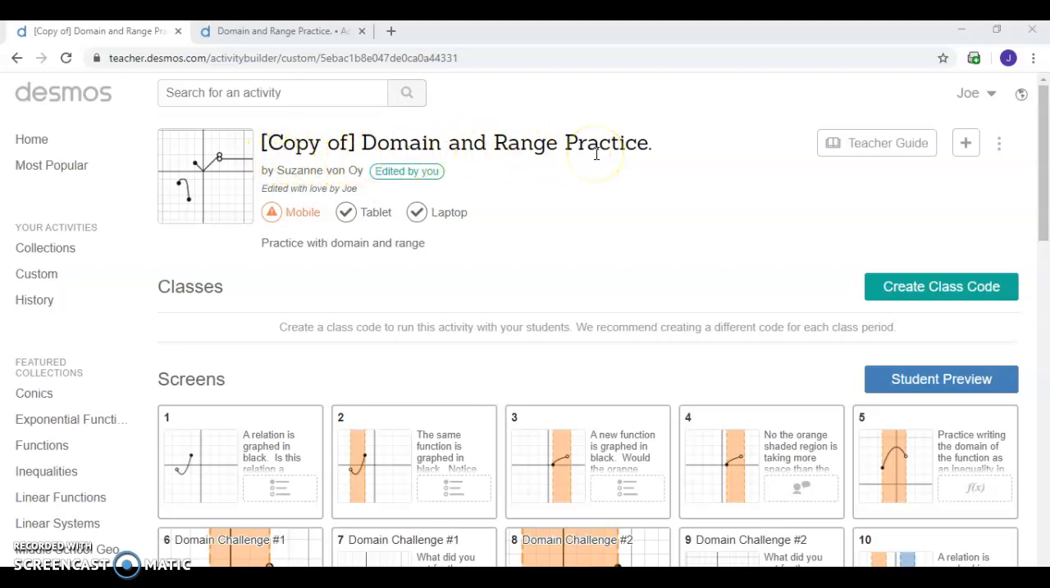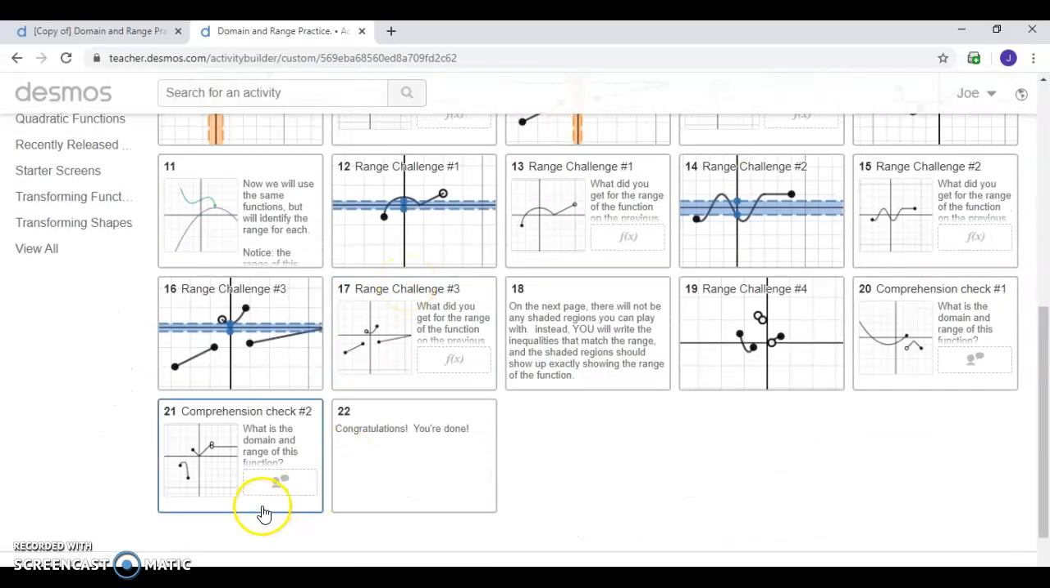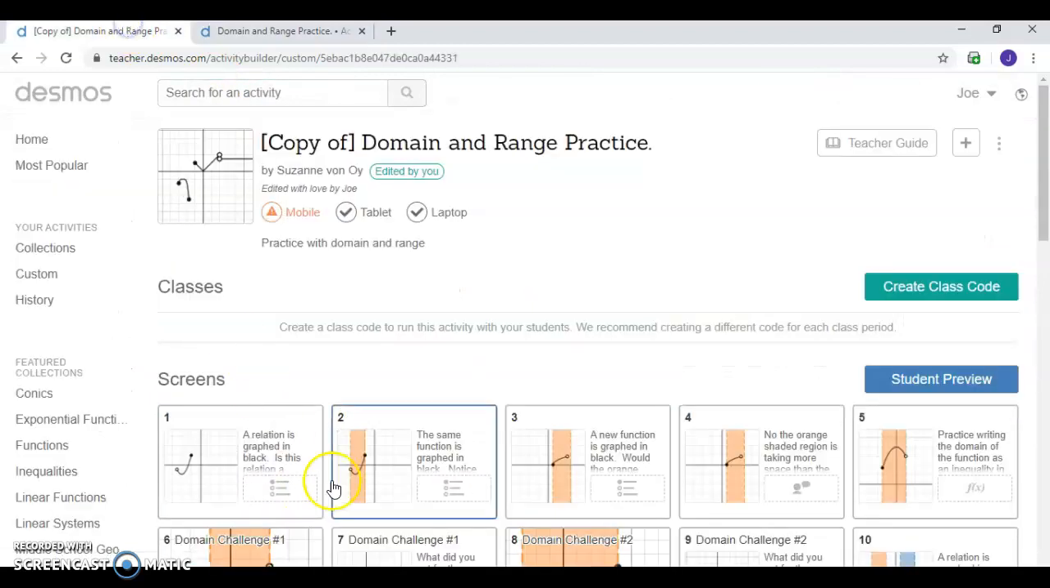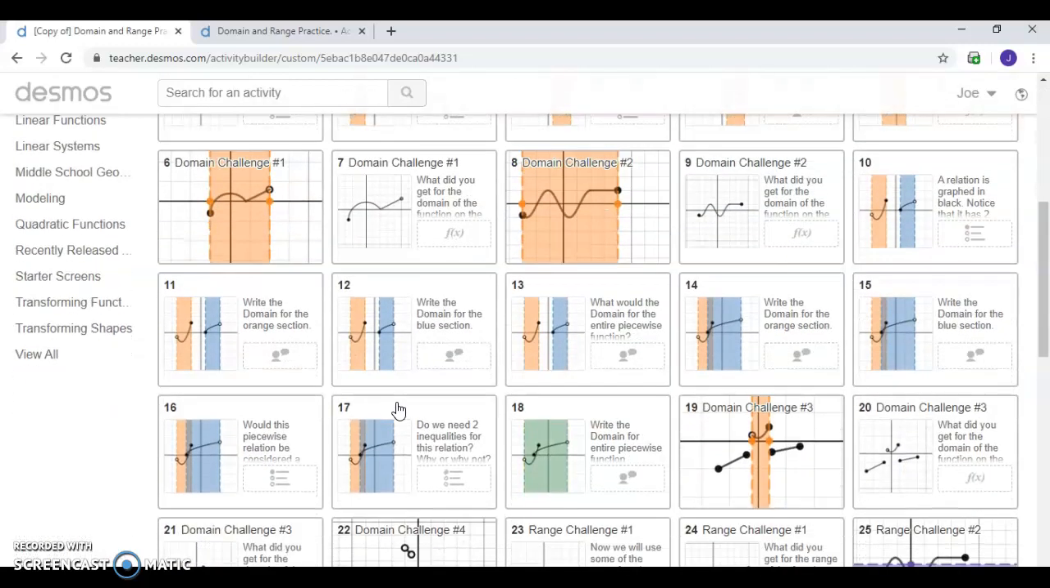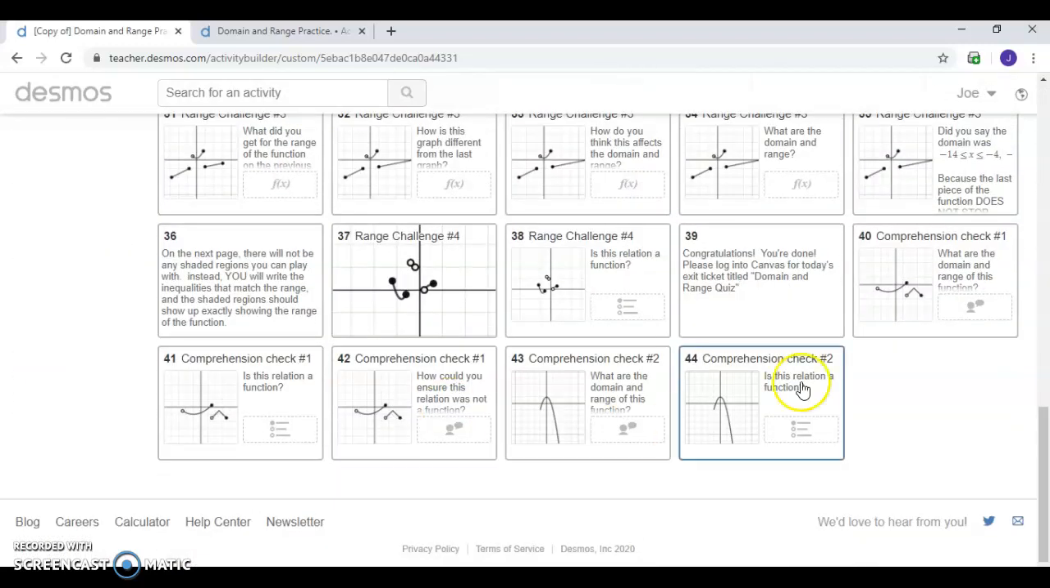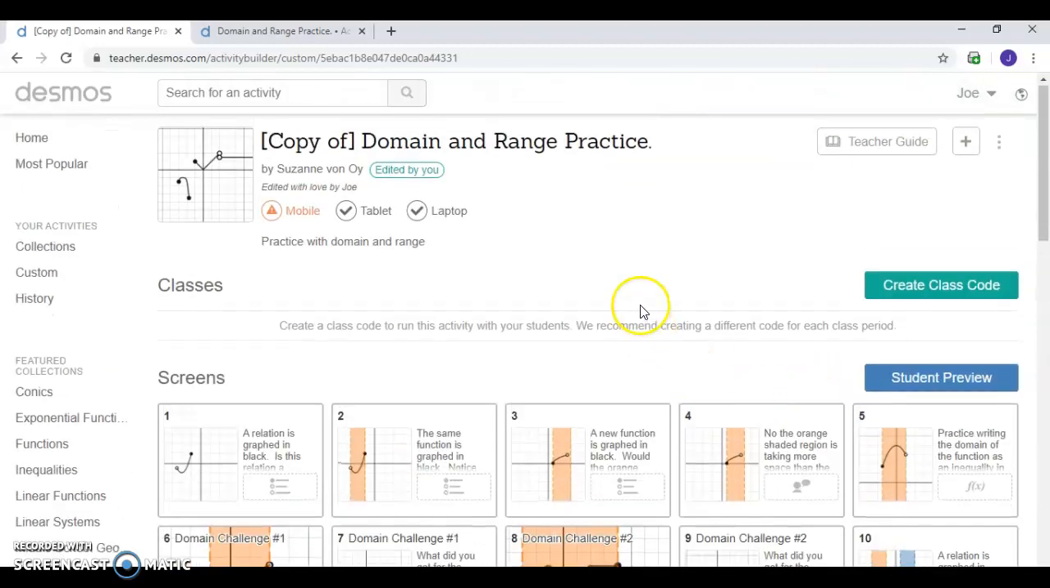To do that, I'm using Desmos, and as you see, it says that I have a copy of Domain and Range Practice. I took a lesson that Susan Von Oy had already made. It was 22 slides, and then I modified it to fit what I'm trying to accomplish, expanded it, and made it into 44 different slides. But this would be the bulk of what we did in a lesson.